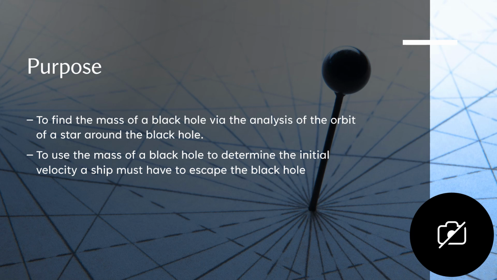The purpose of this lab was to find the mass of the black hole by analyzing the orbit a star takes around it, and then use that mass to determine the initial velocity a ship must have to escape the black hole's gravitational force.